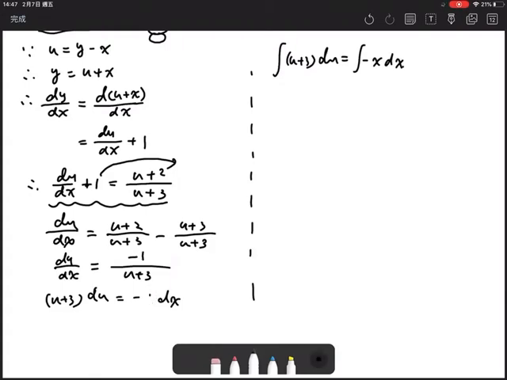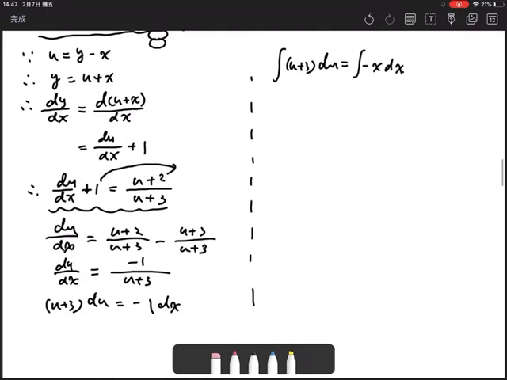Sorry, here it should be -1, not x. No x there. It is -1 only. So now it will be 1 over 2 u squared plus 3u equals -x plus constant c.